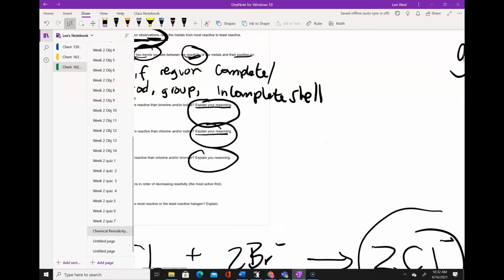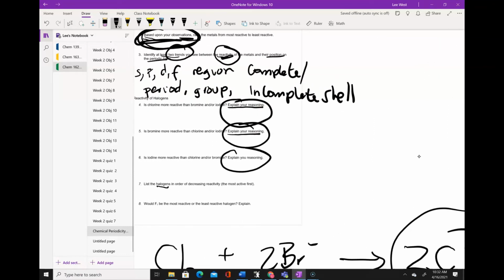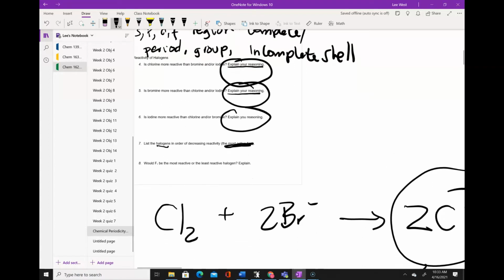So then you're going to rank the halogens, and hopefully you get them in the correct order, the most active one first, so in order of decreasing reactivity. And then we haven't actually studied fluorine, but it's going to be kind of like what we did for tin and copper when we were looking at the metals. You have to extend your trend and predict what you would expect for fluorine. And that should be a relatively simple process.